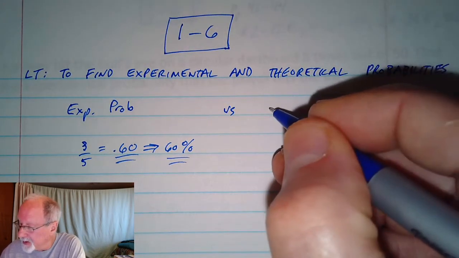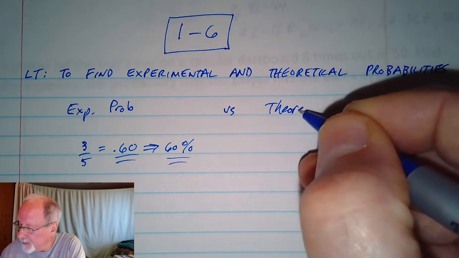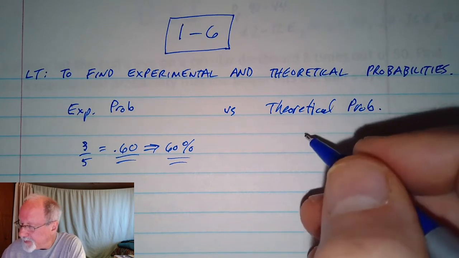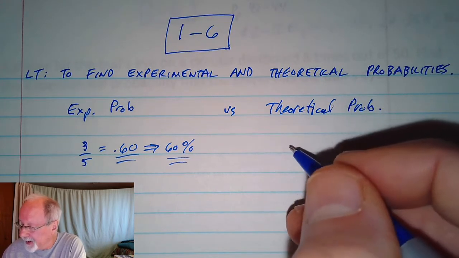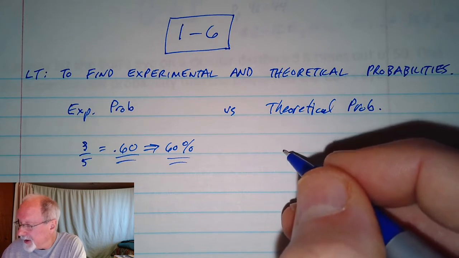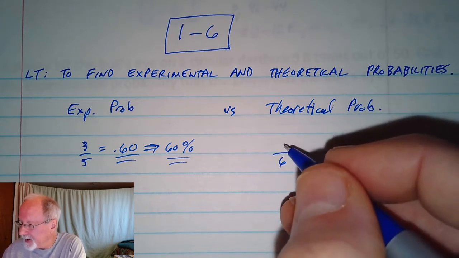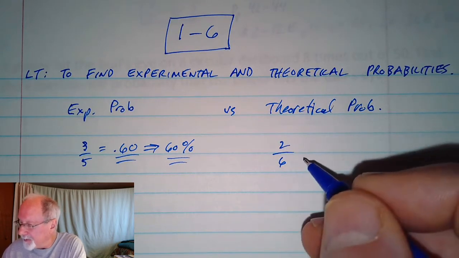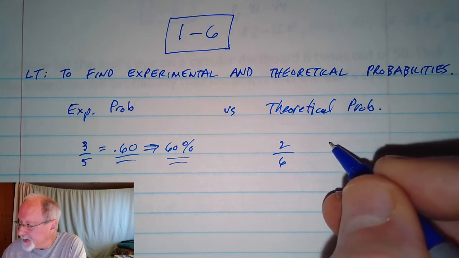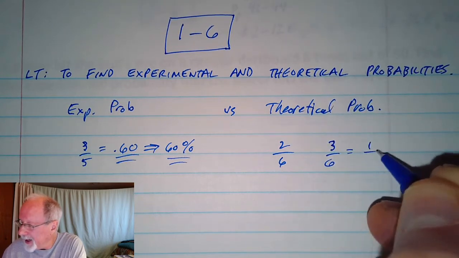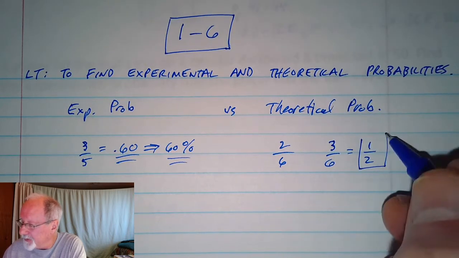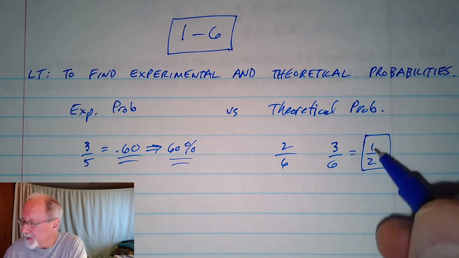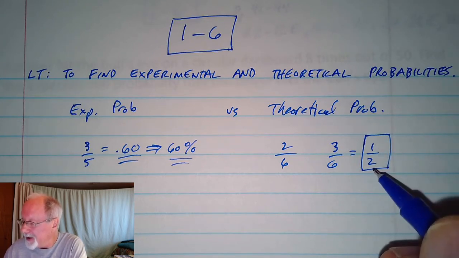Versus theoretical probability, I guess I should have abbreviated that one too. That's what we would expect. So if we did 6 flips on a coin, tails, heads kind of thing, and 2 of them ended up being heads, that would be experimental probability. But I would guess that it would be 3 out of 6 or 1/2 for theoretical probability, assuming the coin is fair. So typically we'll see theoretical probabilities written as a fraction. And that's what you think should happen. It's not what actually happens.